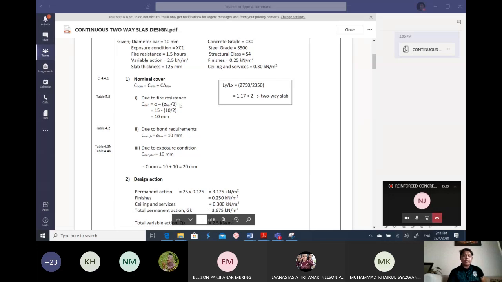Due to the fire resistance, C minimum is equal to alpha minus the bar diameter over 2. How are we going to determine the value of alpha? The value of alpha is referred to table 5.8 in your appendix.